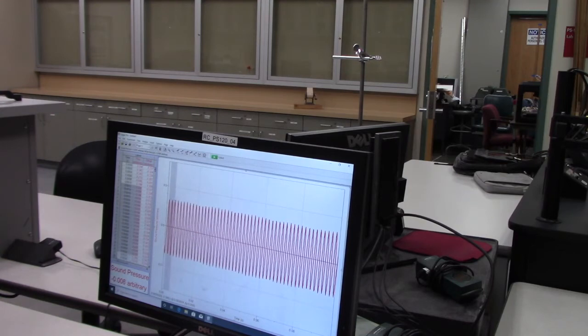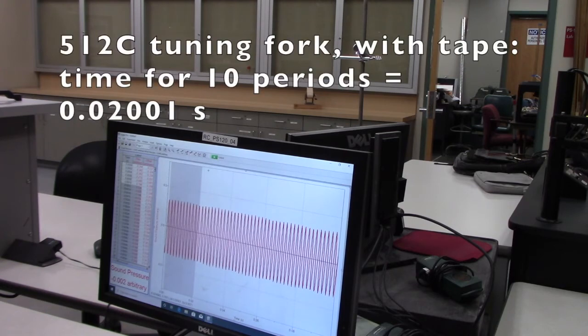So we have 1, 2, 3, 4, 5, 6, 7, 8, 9, 10 periods right there. And so the time for 10 periods is 0.02001 seconds.